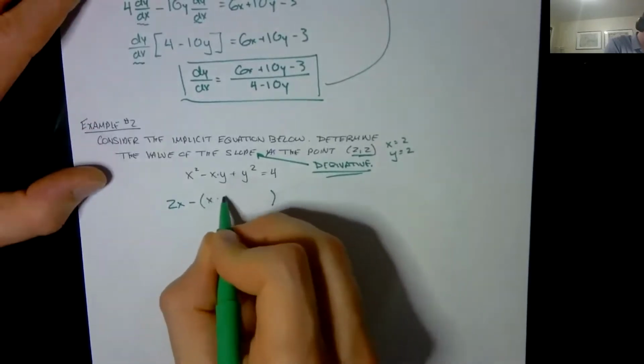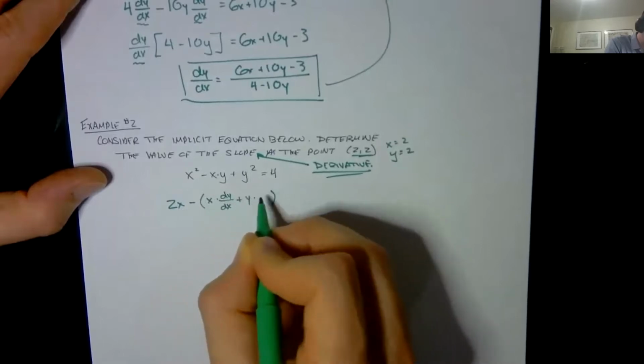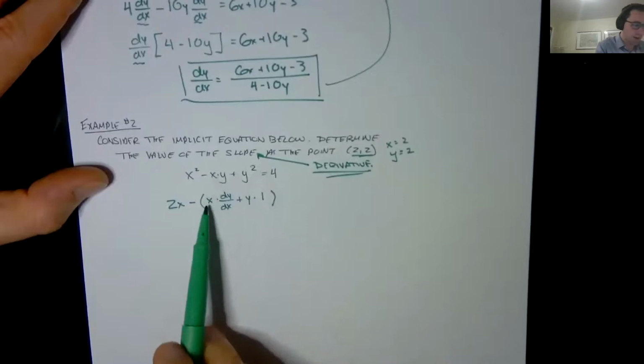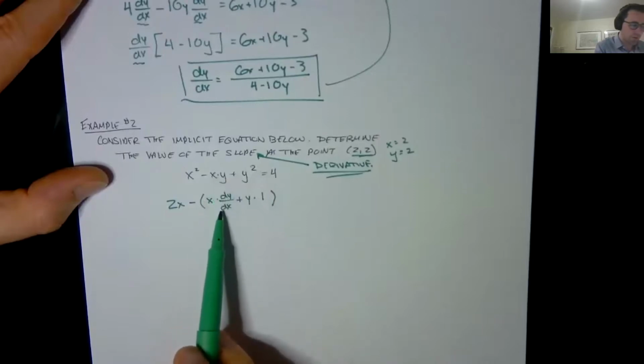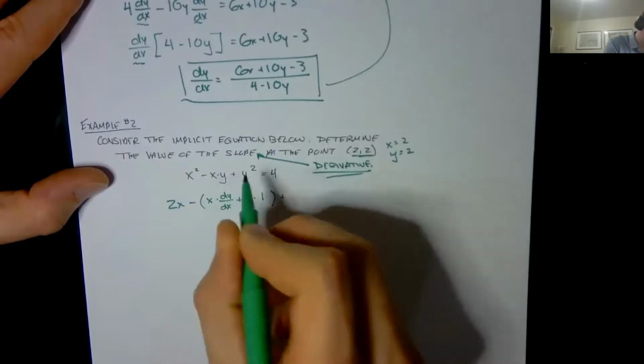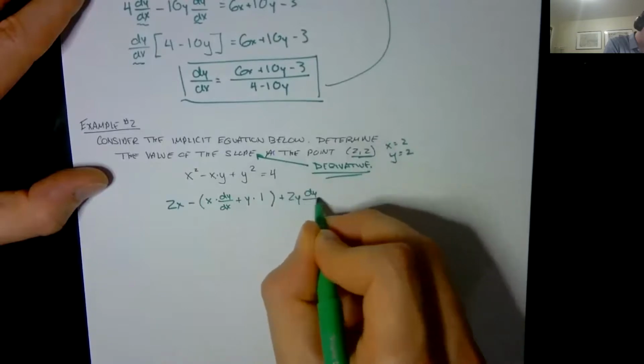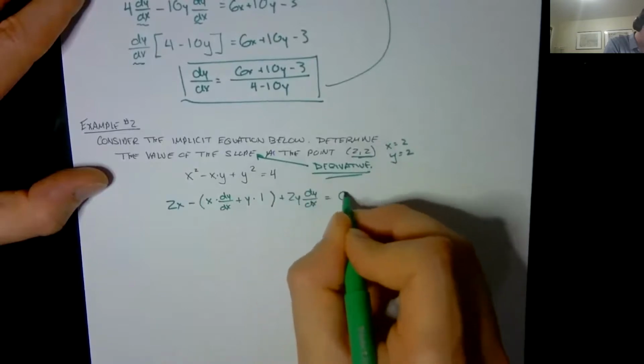Keep the first, derivative of the second, plus second times the derivative of the first. I kept the x, took the derivative of y, which is dy/dx. Kept the y, took the derivative of x, which is 1, like that. Plus, now I'm taking the derivative of y squared. That is 2y dy/dx equals 0, just like that.